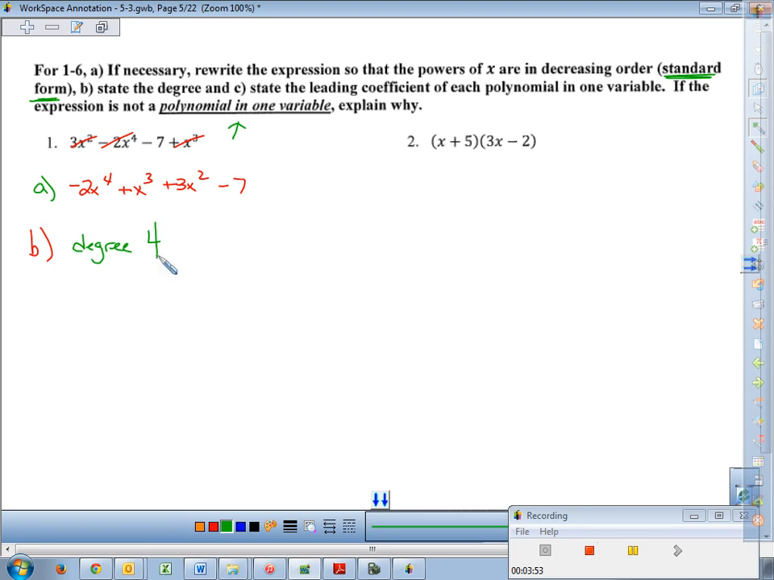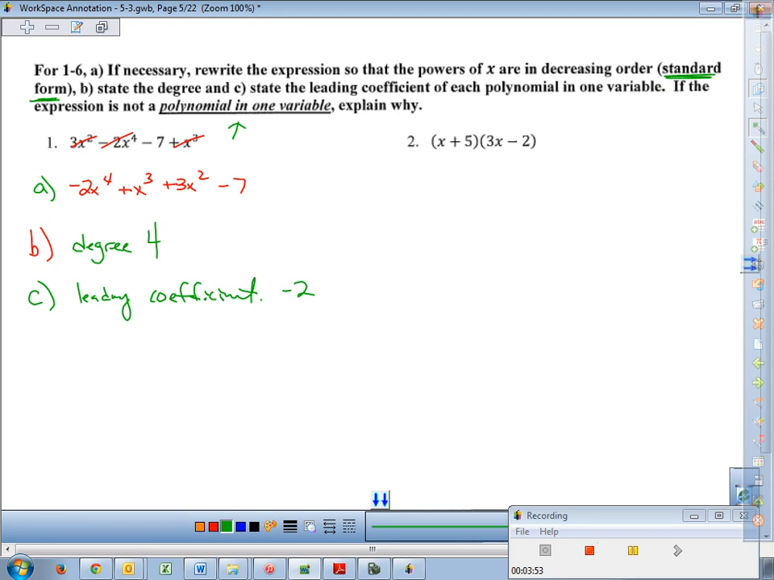And then part C, state the leading coefficient. What's the leading coefficient? -2. And that leading coefficient thing seems so simple. It's like, why would you want to know that? It will tell us what the graph will end up looking like. We're just setting up for the next couple of pages. If you know the degree and the leading coefficient, then you can tell what the graph of that polynomial will look like. Okay? Next one.